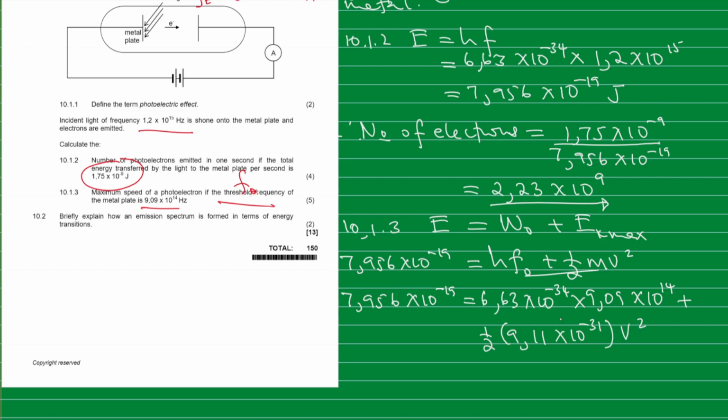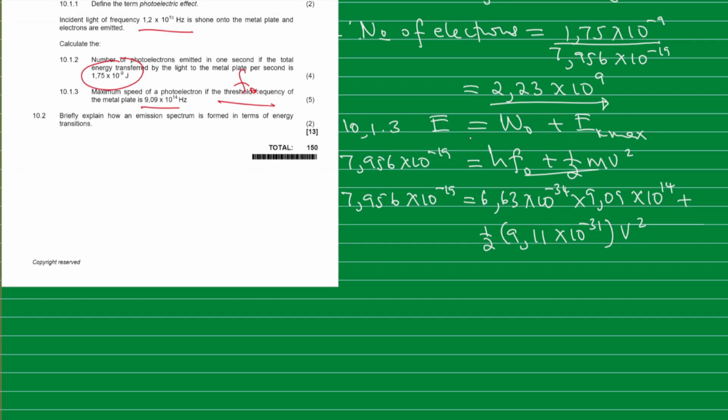Now once you make all these substitutions, you have got the majority of the answers from the 5 marks. I think the only 1 mark left here is to calculate your v. So what are we going to do with this one? We will take the 7.956 and subtract this one here, then we'll get that, and then we divide. I guess you follow me here.